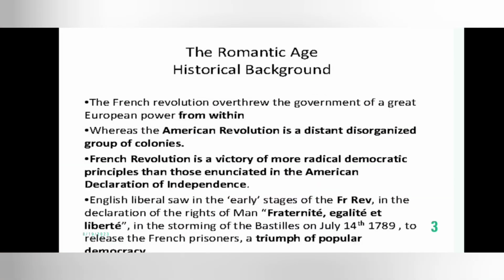The French Revolution overthrew the government of a great European power from within, as I have told you, whereas the American Revolution is a destined organ. In this period America also became free, it also got its independence. The French Revolution is a victory of more radical democratic principles than those enunciated in the American Declaration of Independence. All of this became the background of the Romantic age. We are going to talk about the Romantic age.